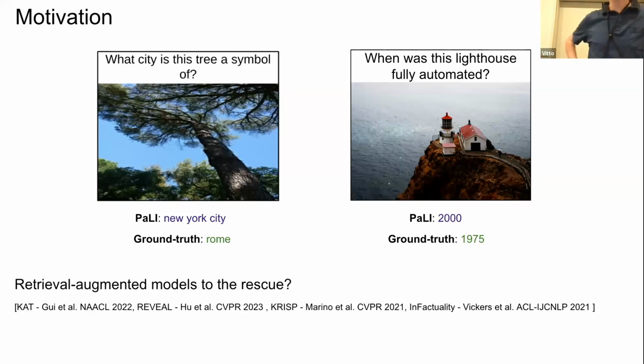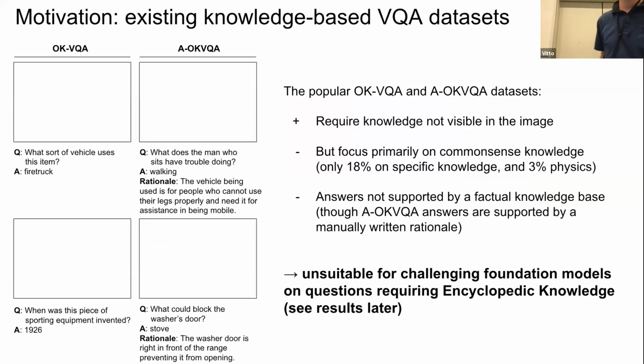The way to solve this, a recent trend in the language community that's slowly coming into vision, is to do retrieval augmented models. That is trying to give the model the ability to access a knowledge base, in this case Wikipedia, where the answer is, and then reason upon the text to solve it. And that will also solve attribution. The problem is that we don't have a good dataset to challenge models in this direction.